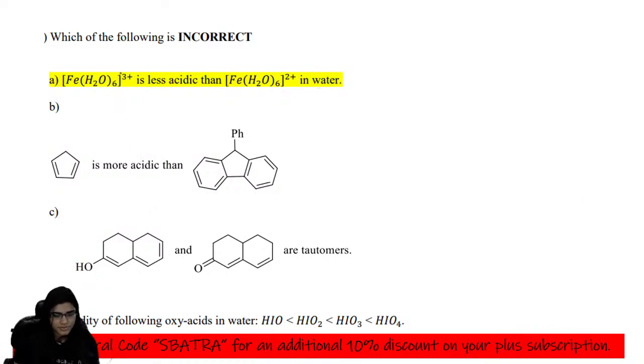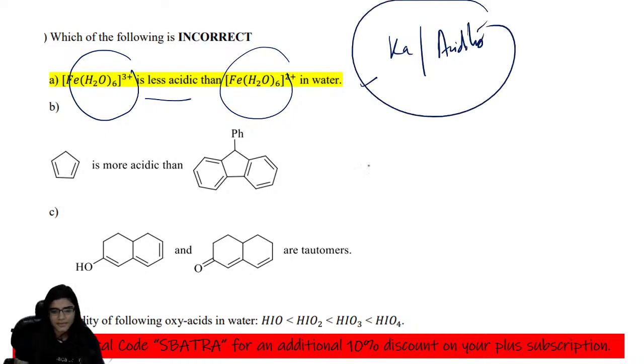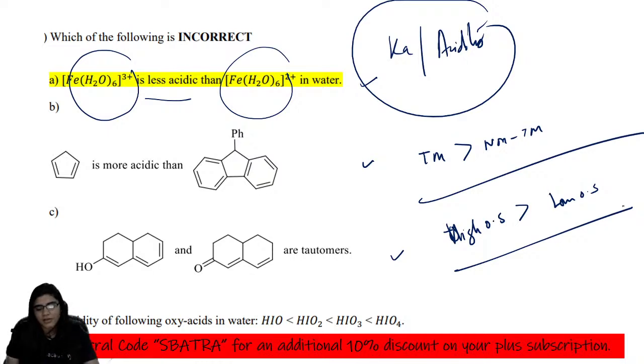The first option says this is less acidic than this one. Whenever we have to compare Ka or acidity for transition metal complexes, how can we compare it? First, transition metals are always more acidic than non-transition metals. Second, a +3 or high oxidation state is more acidic than a low oxidation state. Clear everybody? High oxidation state is more acidic than low oxidation state.